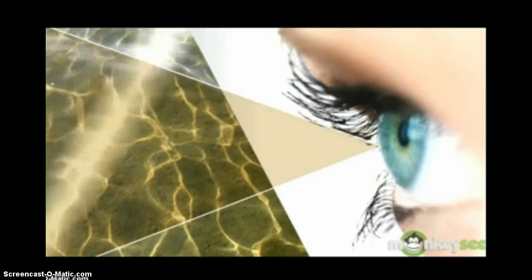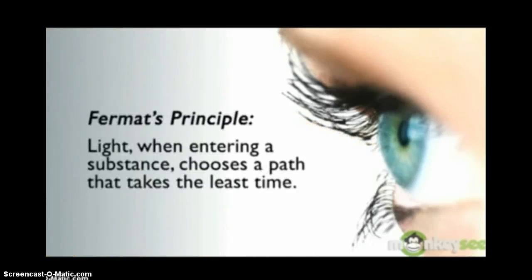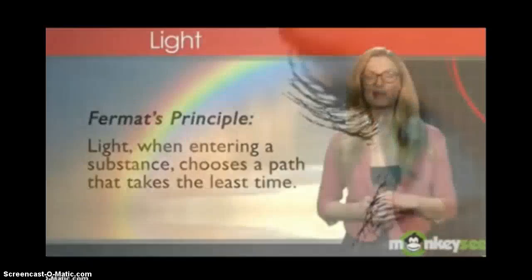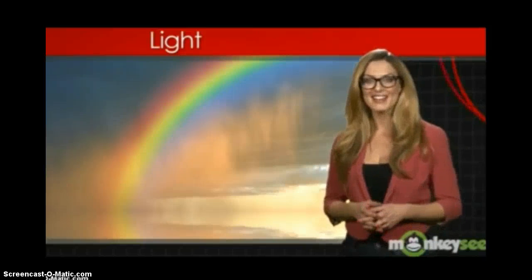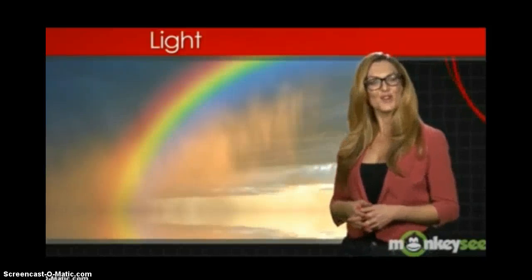Light refracts when it passes through glass, water, and our own eyes. Refraction causes the light to bend, changing direction according to Fermat's principle. Fermat's principle states that light, when entering a substance, chooses a path that takes the least time. As different colors of light have different frequencies, each frequency adjusts to a slightly different path. This effect causes the breakdown of full spectrum sunlight into the colors we see in rainbows and sunsets.